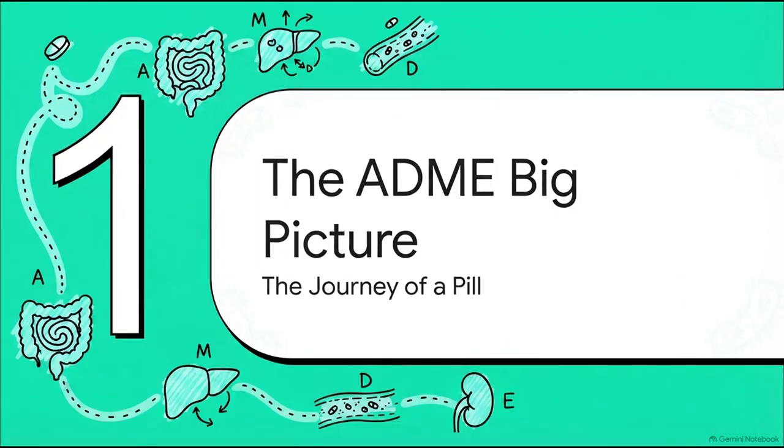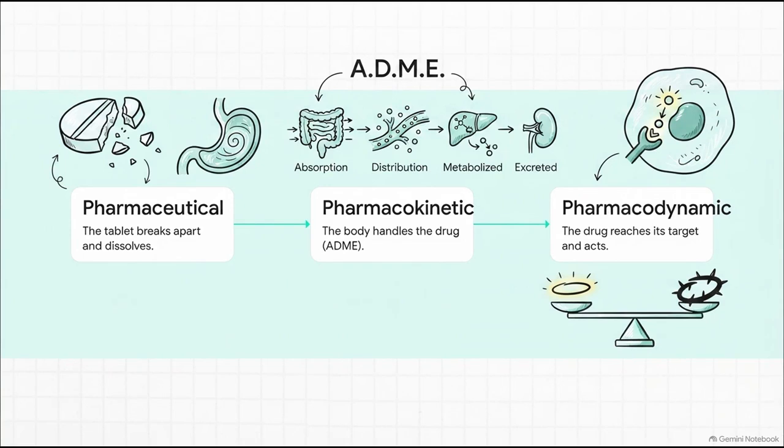Let's start with Section 1, the ADME big picture, and the grand journey of a pill. Imagine you just swallowed a simple paracetamol tablet. What happens next? Well, that drug's journey has 3 distinct phases. First is the pharmaceutical phase, where the tablet physically breaks apart and dissolves right in your stomach. Next up is the pharmacokinetic phase, which is all about how your body handles that drug.